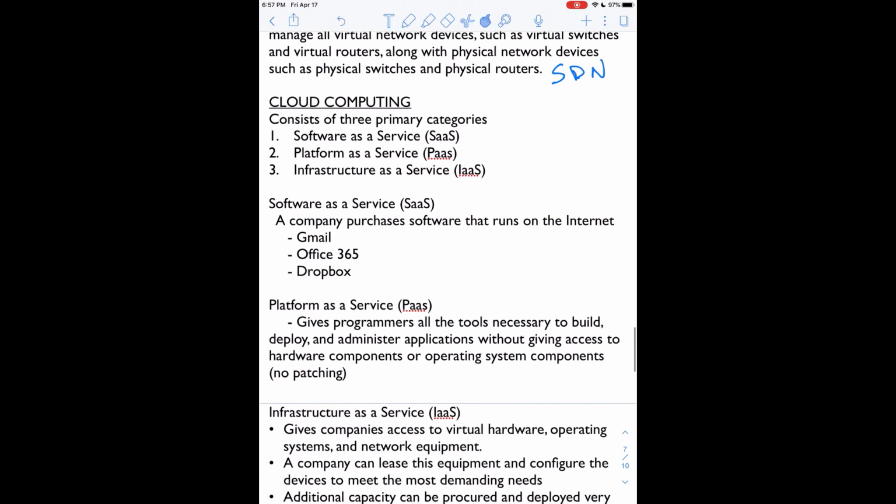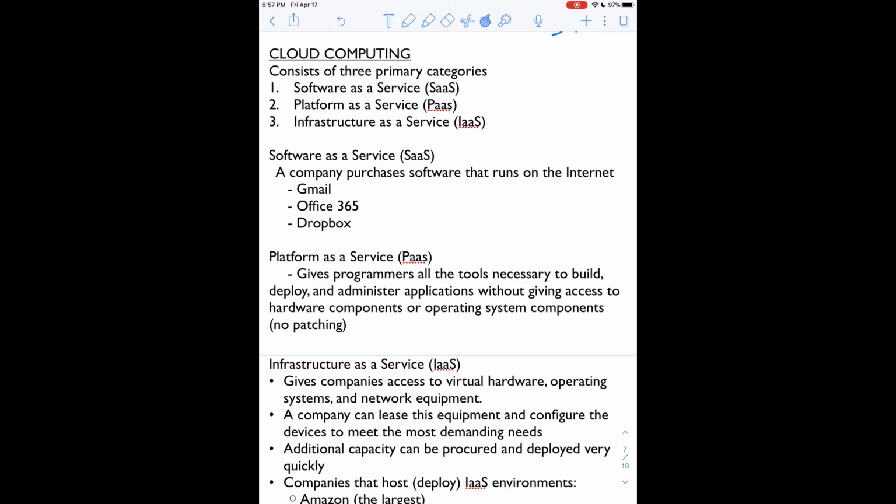Cloud computing. Cloud computing is basically using the internet servers for their processing power. There are 3 categories of cloud computing. The first one is software as a service. The second one is platform as a service. And finally, we have infrastructure as a service.